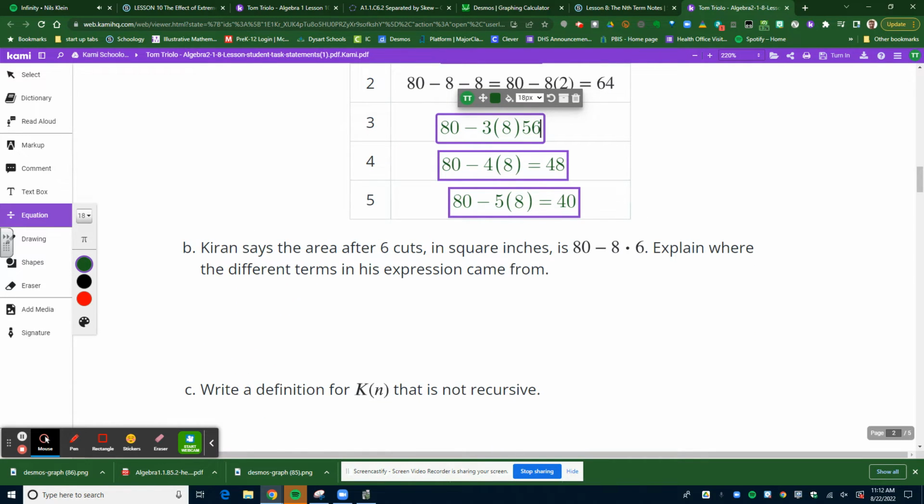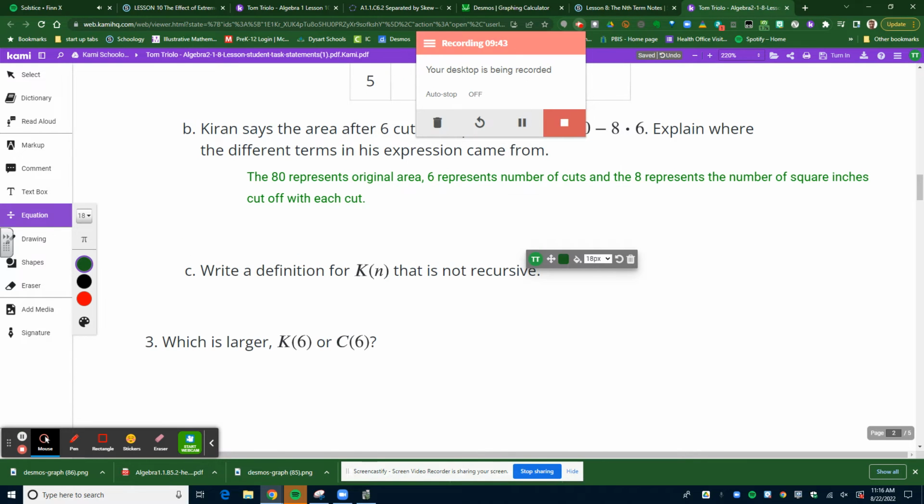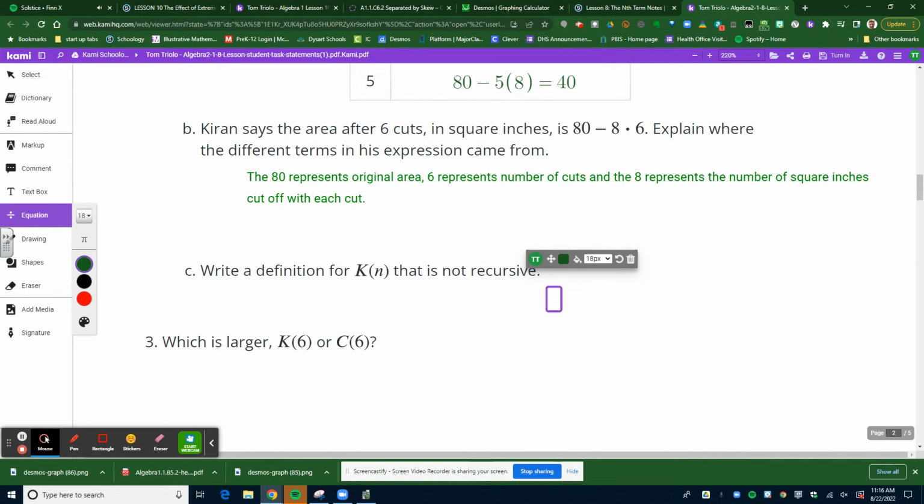One sentence with the numbers 80, 8, and 6 explaining what each number represents. We've already talked about the 80. The 8 and the 6 is going to take a little bit more work. 30 more seconds. So start with capital K, N, close, equals. We started off with 80. It's really the same as 80 minus 8 times 6, but instead of 8 times 6, it's 80 minus 8 times n, that's it. Where n is the number of cuts.